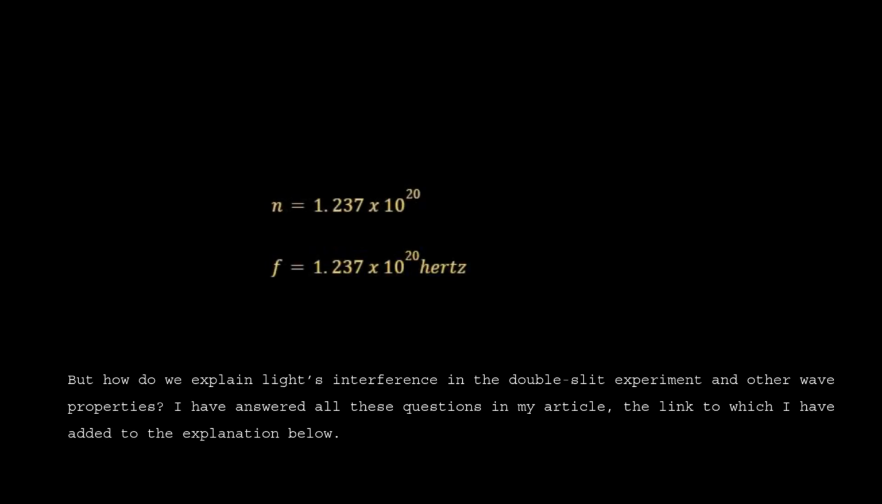But how do we explain light's interference in the double-slit experiment and other wave properties? I have answered all these questions in my article, the link to which I have added to the explanation below.